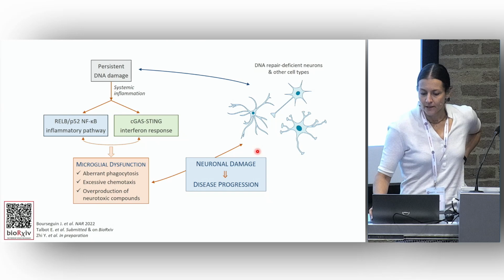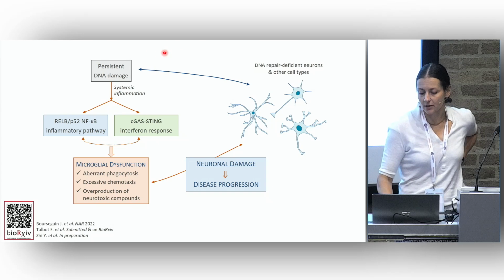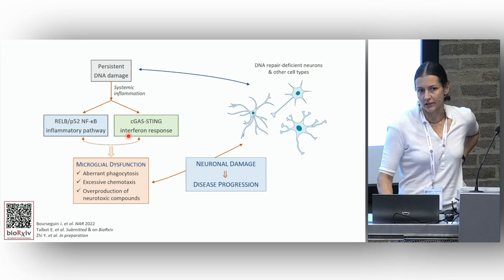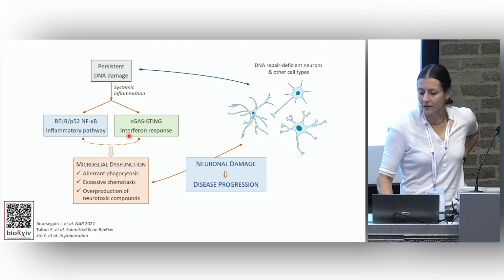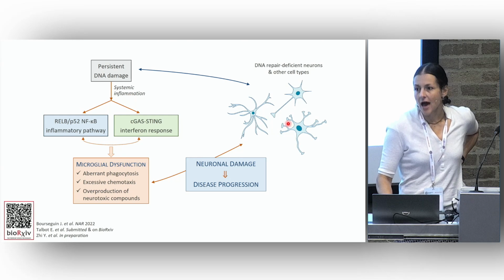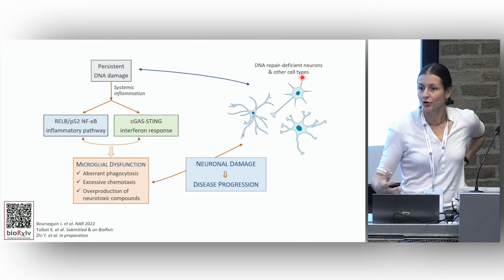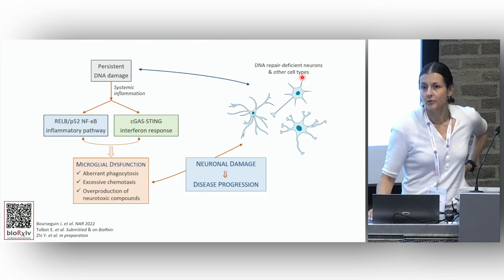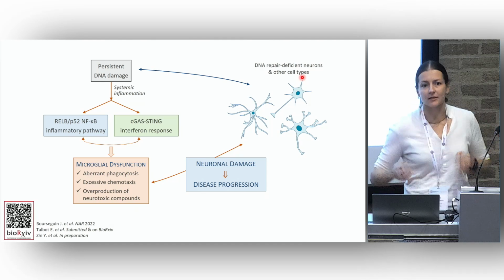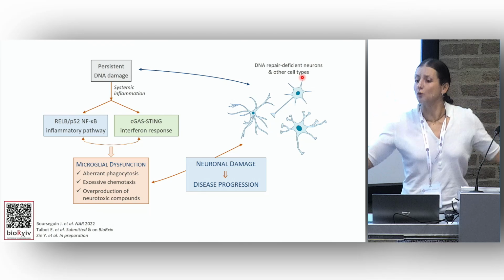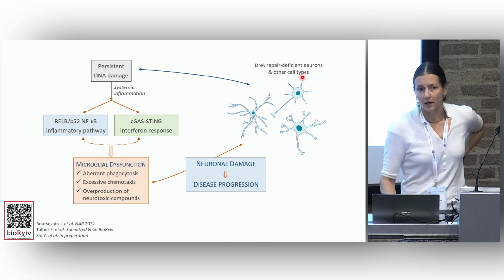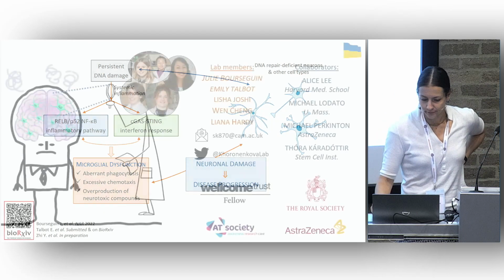So yes, basically what we think is that persistent DNA damage drives low-grade inflammation in microglia, and that adds to the complexity of disease development. Of course, ATM DNA repair deficient neurons will also have problems, so there will be an interplay between neuronal states, microglial states, and all other things in the mixture.